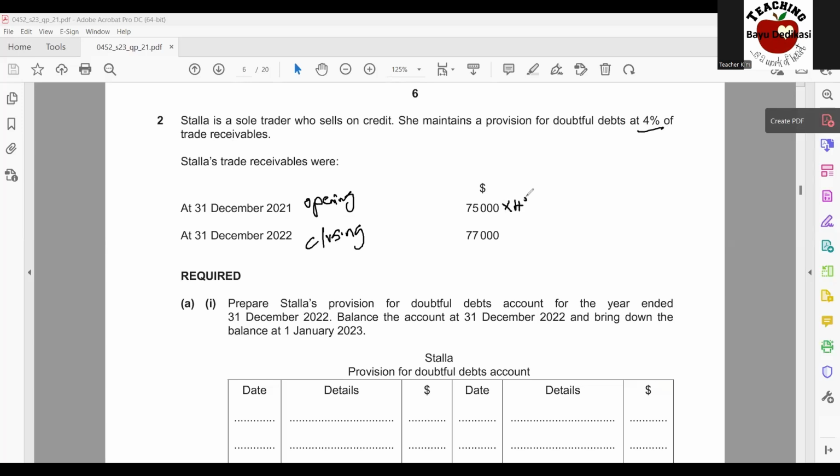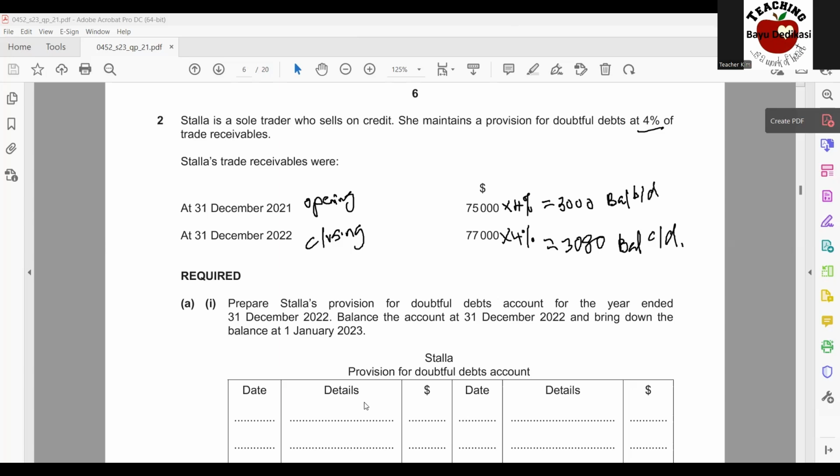So times 4. Okay, this one is 3,000. This one is 37, so this is 3,880. This is the balance brought down. This is the balance c/d.